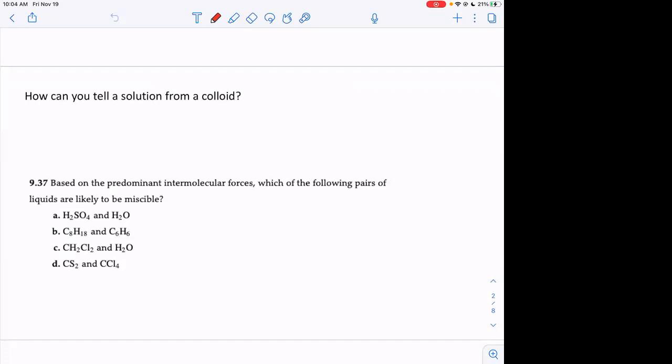We said a solution is a homogeneous mixture. Do you remember? And what's the difference specifically between a solution and a colloid? We said an example of a colloid is like milk, and a solution would be like salt water or alcohol.